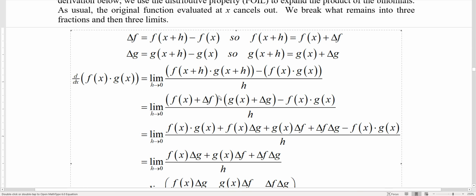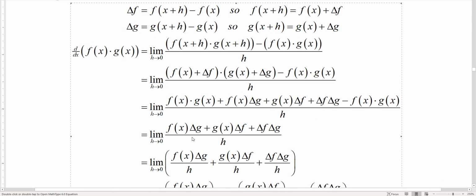Now we can do our little FOIL thing here. First times first, f of x times g of x here. The outer is f of x times delta g. There we go. The inner is g of x times delta f. And the last times last is delta f times delta g. And if you look, this first part cancels with the last part at the end, cancels with the first part here.